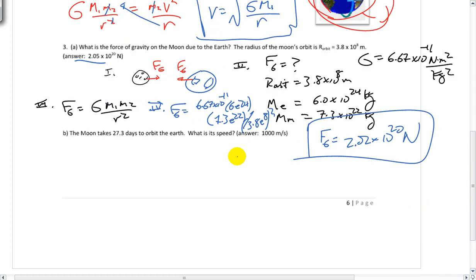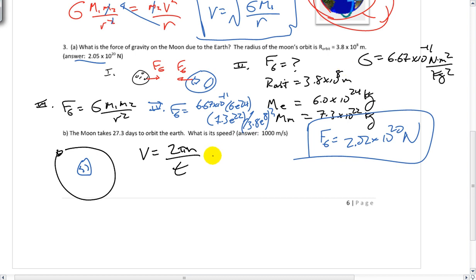Next, in part B, it says the moon takes 27.3 days to orbit the Earth. What is its speed? So if you recall, if the moon is going around the Earth in a circle, we can find its velocity by taking 2 pi r, the distance around a circle, divided by the time. So we do know the radius of the orbit, which is 3.8 times 10 to the 8th. But what we want to do is convert days into seconds.